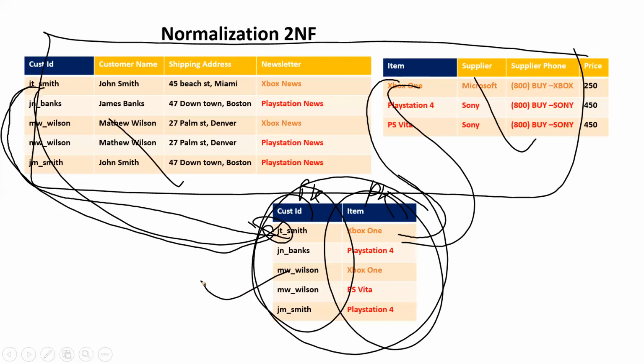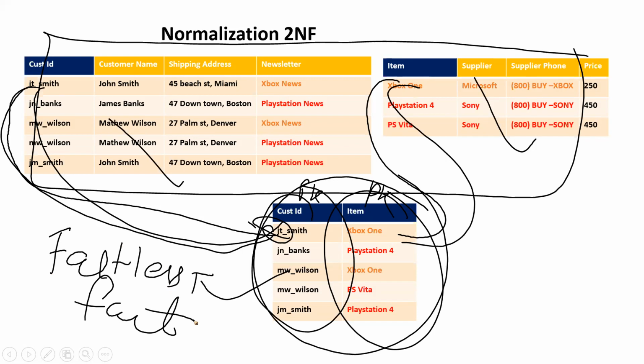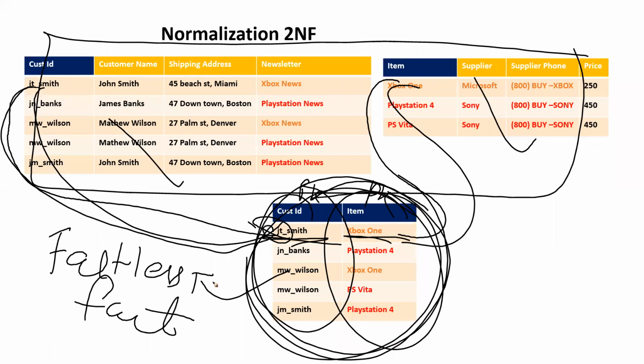And this table is also known as factless fact. If you guys remember, we had a discussion about different types of facts. So I have a table where I don't have any facts. It is helping me to join the two tables because of the combination of the primary keys. So this type of table is also known as a factless fact table.